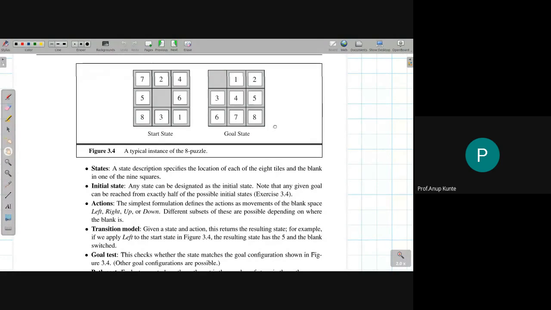Okay, so what will be the state description? The state description would be the current organization of the numbers in the 3x3, that is, the 9 cell grid. Okay, what is the current organization of numbers in the 9 cell grid would define my current state.